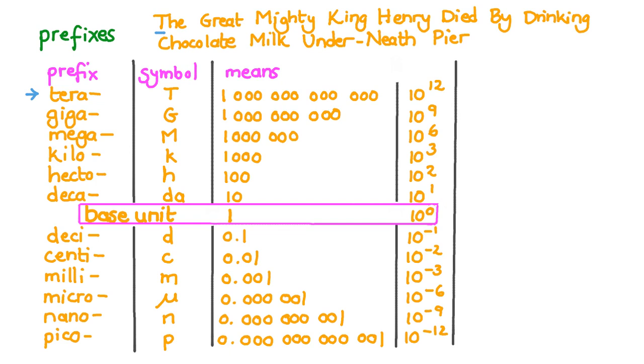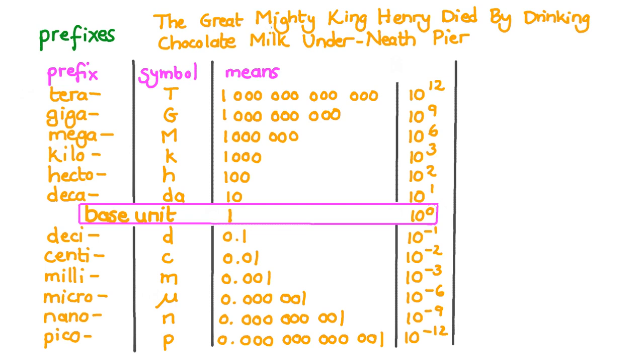The first letter of each word indicates the prefix. The T in the word "the" reminds us of the prefix tera. G in the next word reminds us of giga. M in the next word is for mega, etc. The only thing we need to remember is the U in the word "under" stands for, or reminds us of, the unit symbol for micro, which looks like a letter U, but is in fact a Greek letter.